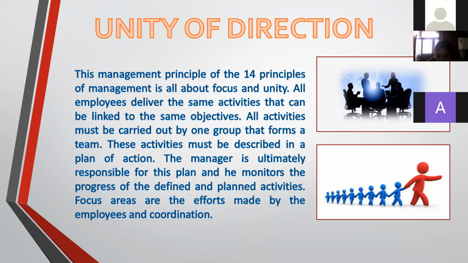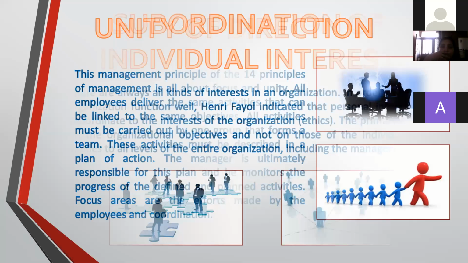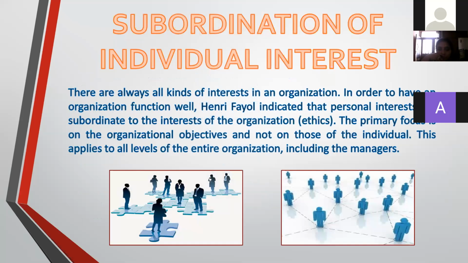Now the next principle is subordination of individual interest. It means that the interest of the organization is above the interest of the individual and the group. It can be achieved only when managers in high positions in the organization set an example of honesty, integrity, fairness and justice. This applies to all levels of the entire organization including the managers.